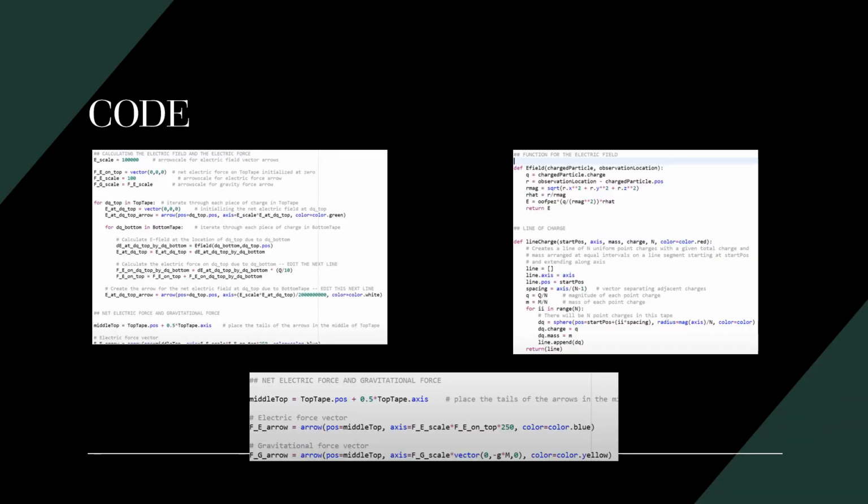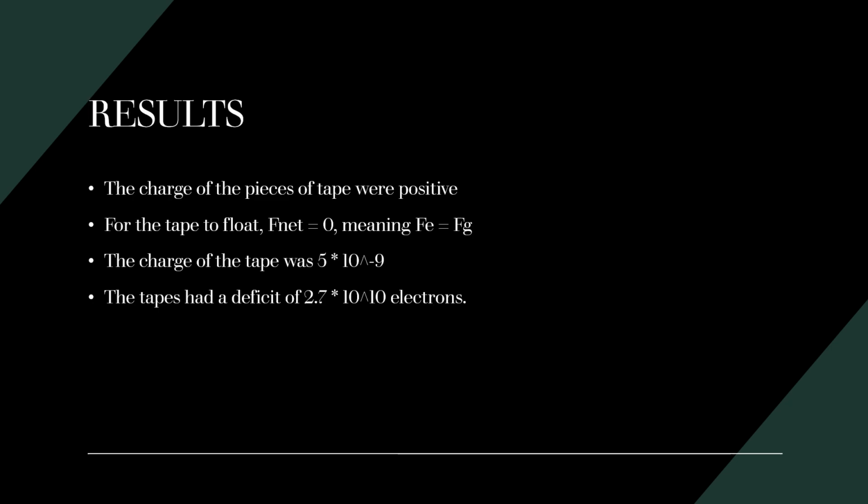All right, and this is my GlowScript code right here, trying to get the calculations of the charge of the tape and the net charge of the tape as well. And these are my results. So the charge of the piece of tape was in fact positive. I found this out by bringing the charge pen together, and when I brought the charge pen to the neutral piece of tape, it actually attracted to each other, and charge pens tend to be negatively charged, which means the tape was positive.